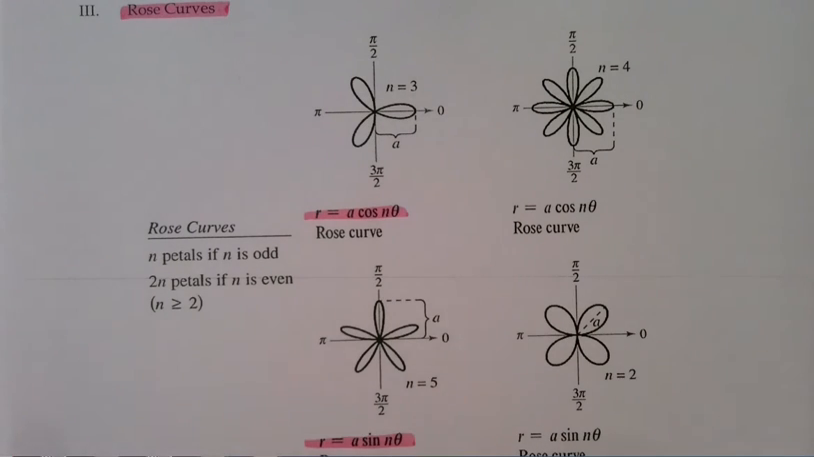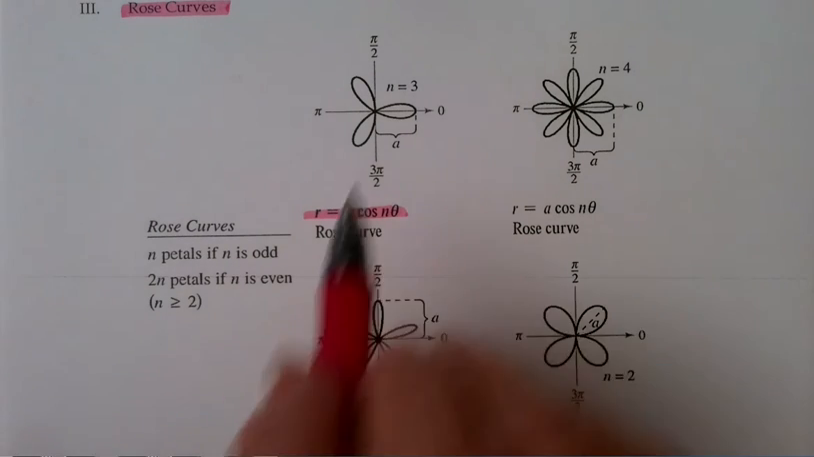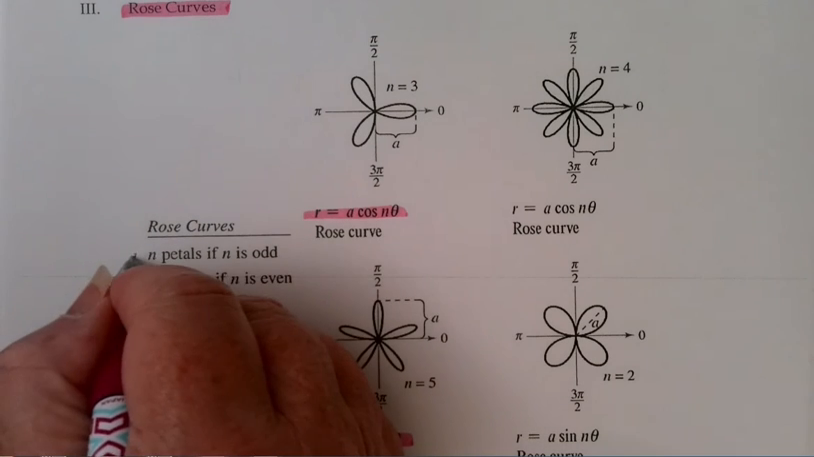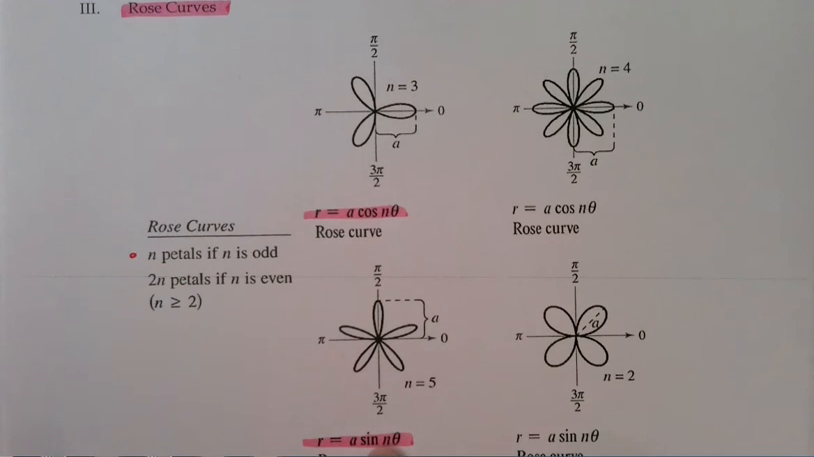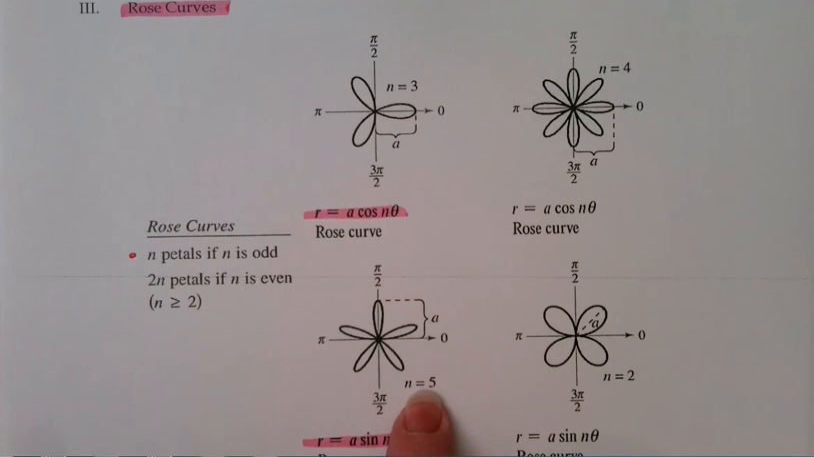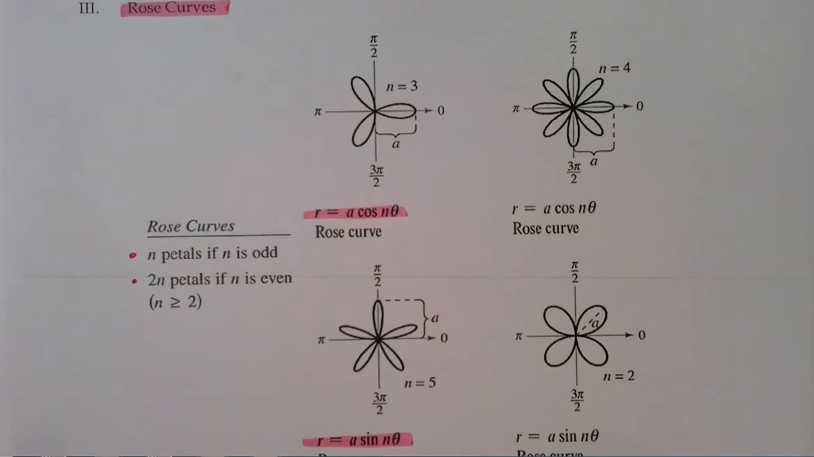And the value of n actually changes these curves a little bit. The number of petals, or leaves as they're sometimes called, does depend on the value of n. If n is odd, then n gives us the number of petals. Notice here, this is an n of 3, and we had 3 petals. This is an n of 5, and it has 5 petals. However, if n is even, we actually get 2n petals.